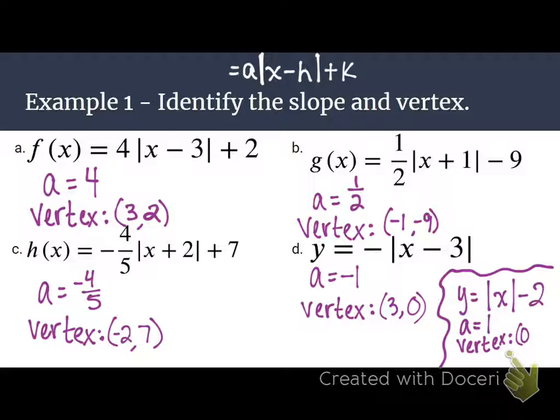0, -2. So whatever's by the x changes its sign, except 0 doesn't have a sign to change, right? There's nothing there. We keep the sign of what goes in the y spot. Okay. So whatever's outside keeps its sign. Questions? Annabelle?